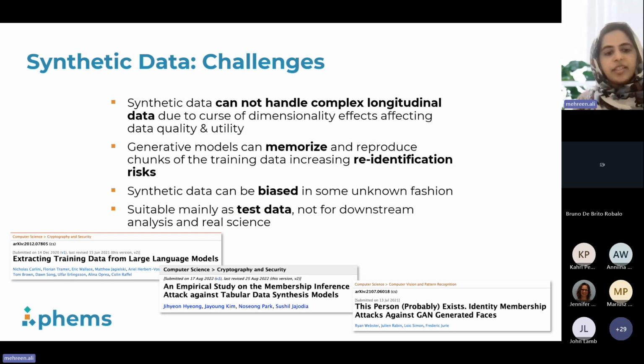Despite its advantages, synthetic data has limitations. High-dimensional and complex longitudinal data can suffer from quality issues due to the curse of dimensionality. Additionally, generative models may memorize training data, increasing re-identification risk. Synthetic data can also be biased, and it's mainly recommended as test data, not for downstream analysis or for doing real research. And it's very crucial to assess the suitability of synthetic data for specific use cases before proceeding with the results.